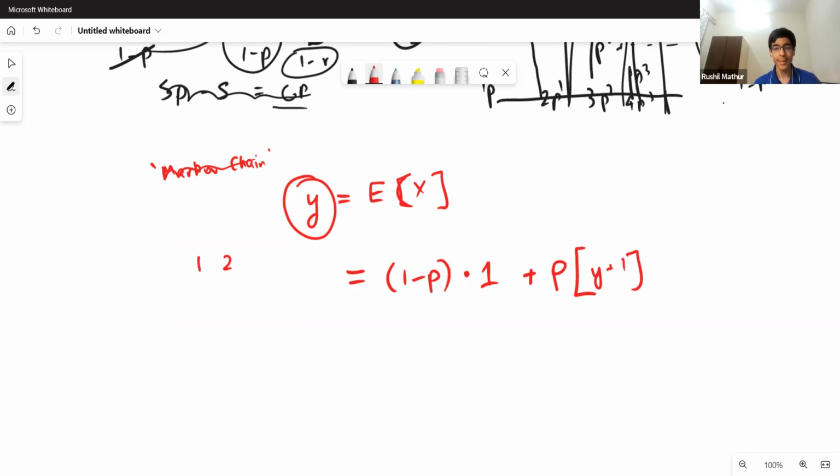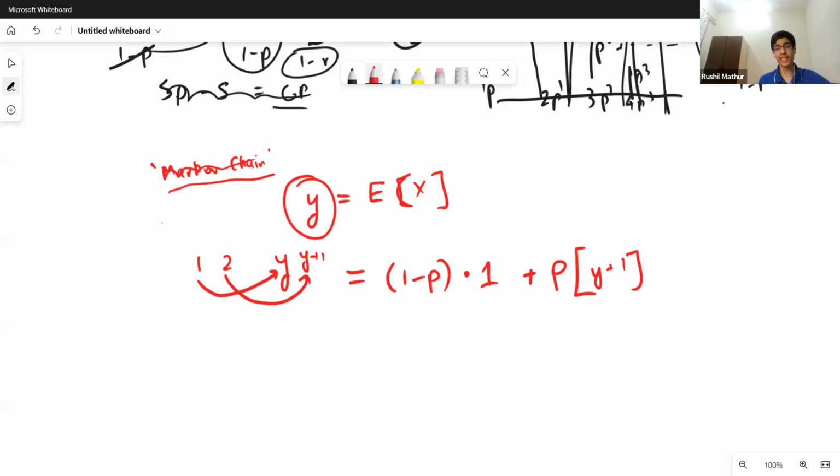This will take time to sink in. Basically, the idea is that if the average value starting at 1 was y, then starting at 2, the average value should be y plus 1, because you've just added 1 everywhere. It's symmetric in some sense. That's what I was saying earlier about Markov chains too, that wherever you are, what you've done to reach here does not matter.